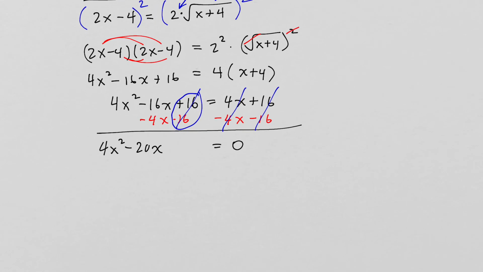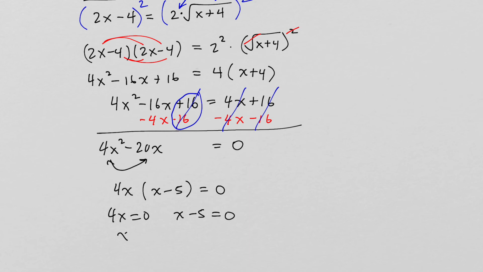So now how do we solve this equation? Well, remember your factoring techniques. So what I have here is a greatest common factor of 4x. If I factor that out, we get 4x times x minus 5 equals 0. And then we can set each of these factors equal to 0, which gives us, finally, x equals 0 or x equals 5.